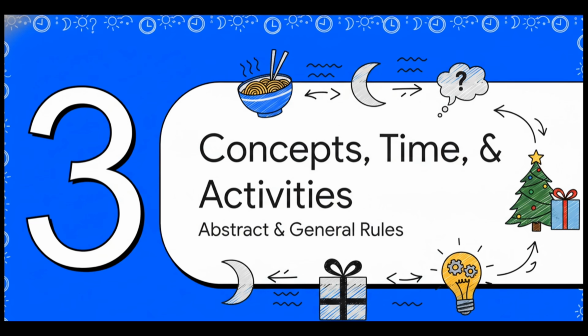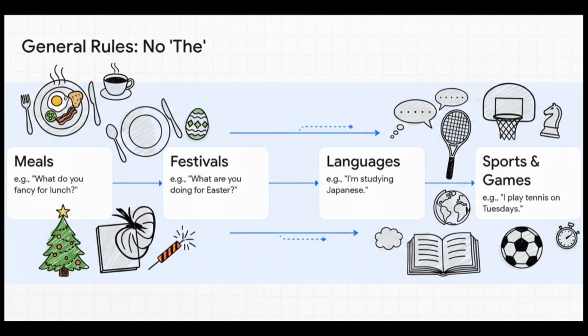All right, we're on to our last set of rules. This section covers all those general and abstract things in life, everything from meals and holidays to really big ideas. So, the main rule here is that when we're talking about general things, not a specific one, we usually drop "the." This applies to meals, so you have breakfast, lunch, and dinner. Same goes for holidays and festivals like Christmas or Diwali. It works for languages too. You study Japanese. And you guessed it, for sports. You play tennis, not "the tennis."